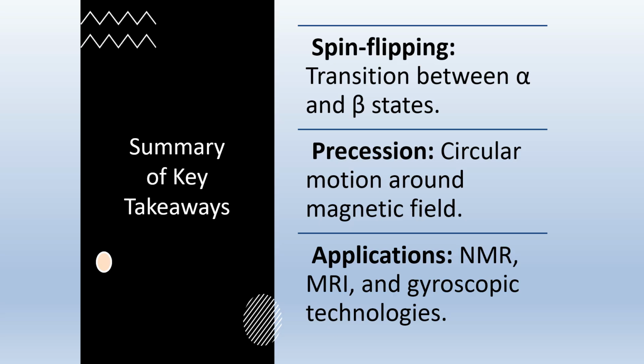To summarize, we've covered several important concepts. Spin flipping. This refers to the transition between the alpha and beta states in a magnetic field, a fundamental principle in both NMR and MRI. Precession. The circular motion of magnetic moments around an external magnetic field is crucial for understanding resonance phenomena. Applications. These principles have wide-reaching applications, including NMR for chemical analysis, MRI for medical imaging, and gyroscopic technologies for navigation and stability in devices.